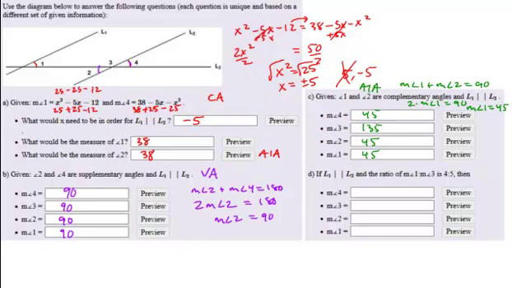The final part to this question: if I have the ratio of angle 1 to angle 3 is 4 to 5, what do I know about angles 1 and 3? They're same side interior angles, therefore they add up to 180 degrees. So if I use a part-to-part ratio, 4 to 5, I know that the smaller one is 4 out of how many total parts are there? 9. The larger one is 5 out of 9. And the whole is 180.